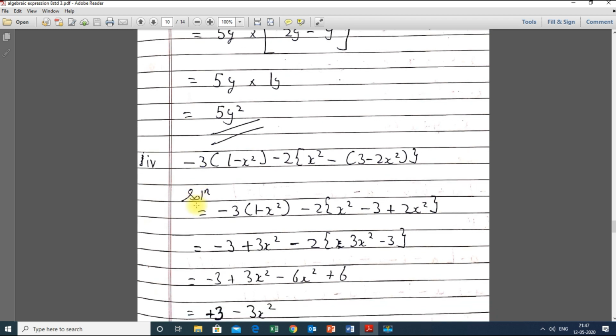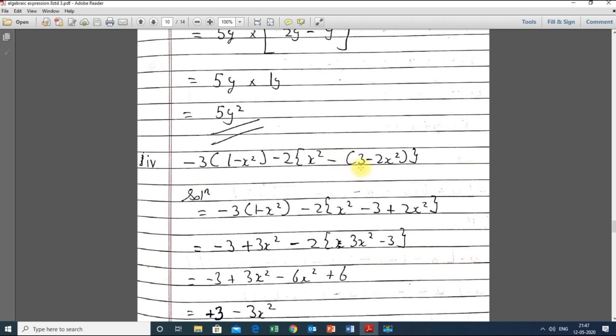Minus 3 into the bracket 1 minus x square, minus 2 into the bracket x square minus 3, whatever the sum is. First, I will solve the bracket first. So I will see whether I can solve this bracket. No, I can't solve this bracket. I can't solve this bracket over here either. So what I did, I opened the bracket directly. Because there is no minus bracket before it, I don't have to change any sign over here. I just open the bracket.